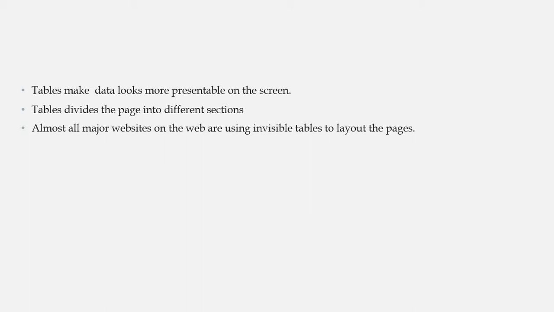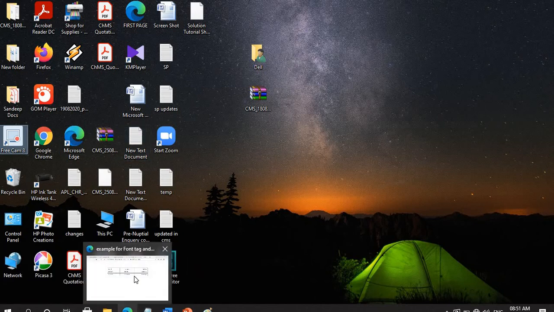So that is, the table makes data look more presentable on the screen, so that it is easier for the reader, so that you get more information very quickly. Almost all major websites on the web are using invisible tables to lay out the pages. That is, tables that are not visible, to lay out the web pages.